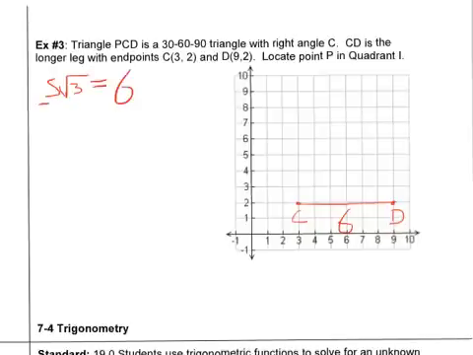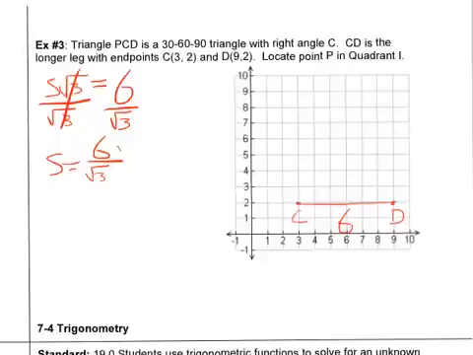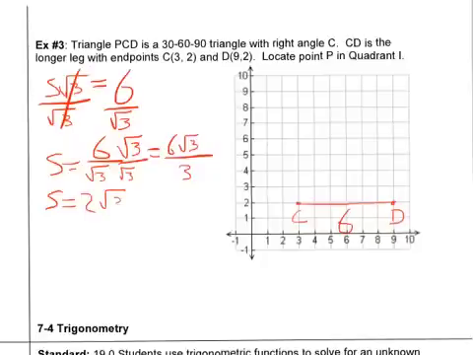Okay, so we're just going to do a little algebra. Divide by rad 3, divide by rad 3, cancel out. S equals 6 over rad 3. We're going to multiply it by rad 3 over rad 3. And we get 6 rad 3 over 3. And 6 rad 3 over 3 is the same thing as 2 rad 3.